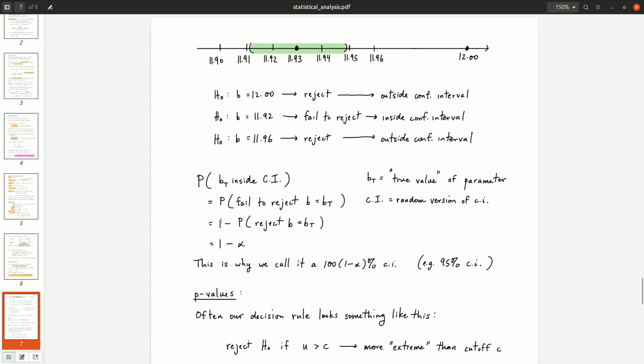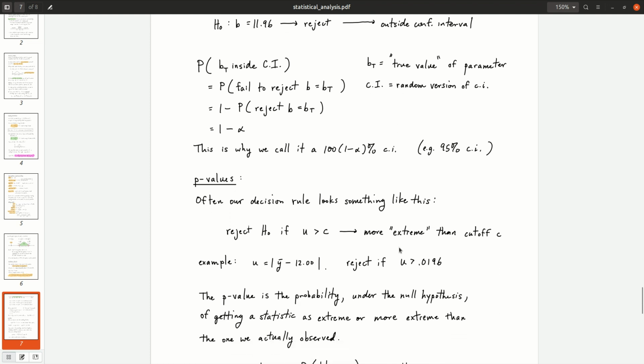Now, some simple probability calculus: the probability of an event is equal to 1 minus the probability of the event not occurring. So this event not occurring means that you're rejecting this hypothesis. And we set up this hypothesis test so that the probability that you reject the null hypothesis when it's true is equal to alpha. So the probability that this thing is inside the random version of the confidence interval is equal to 1 minus alpha. And this is why, if alpha is 0.05, we would call it a 95% confidence interval.